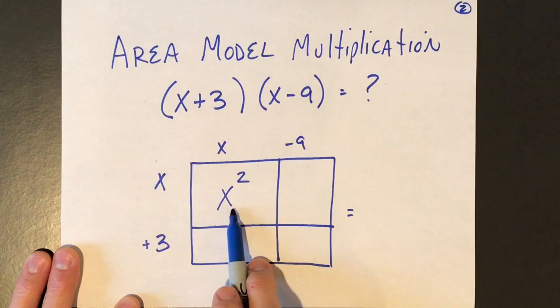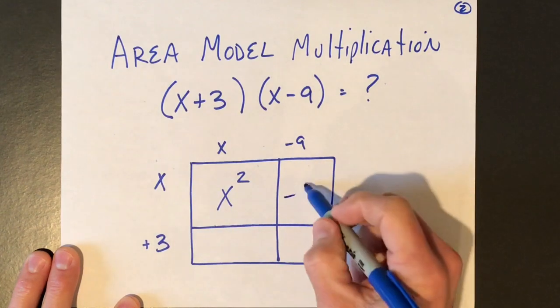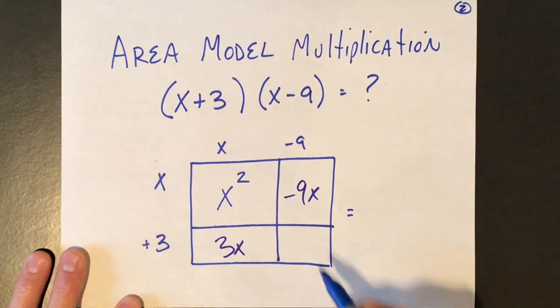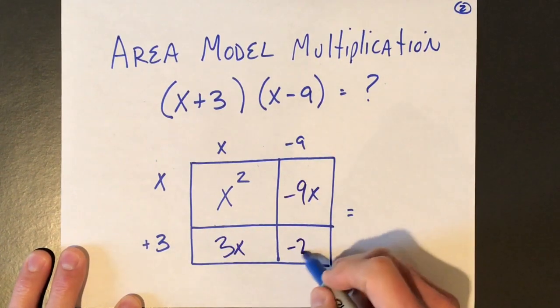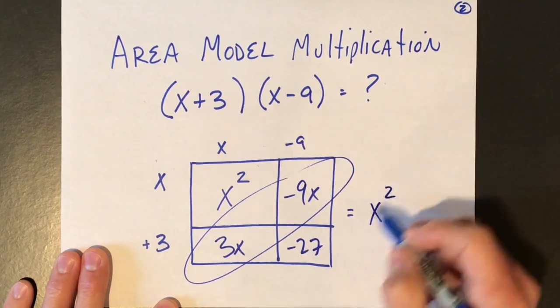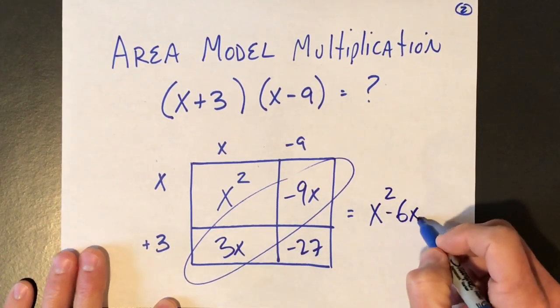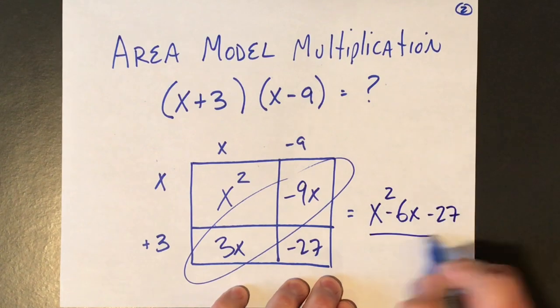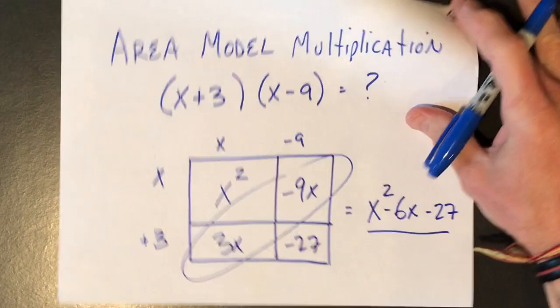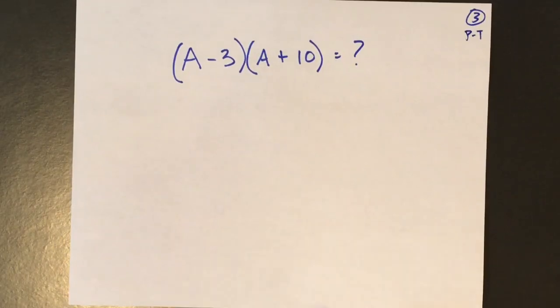X times x is x squared. X times negative 9 is negative 9x. X times 3 is 3x. And negative 9 times 3 is negative 27. And then essentially you just combine like terms and you get x squared, minus 6x, then minus 27. And this is a model of the way in which to multiply. Now, probably a good idea to have you try this. So go ahead and pause and try right now.